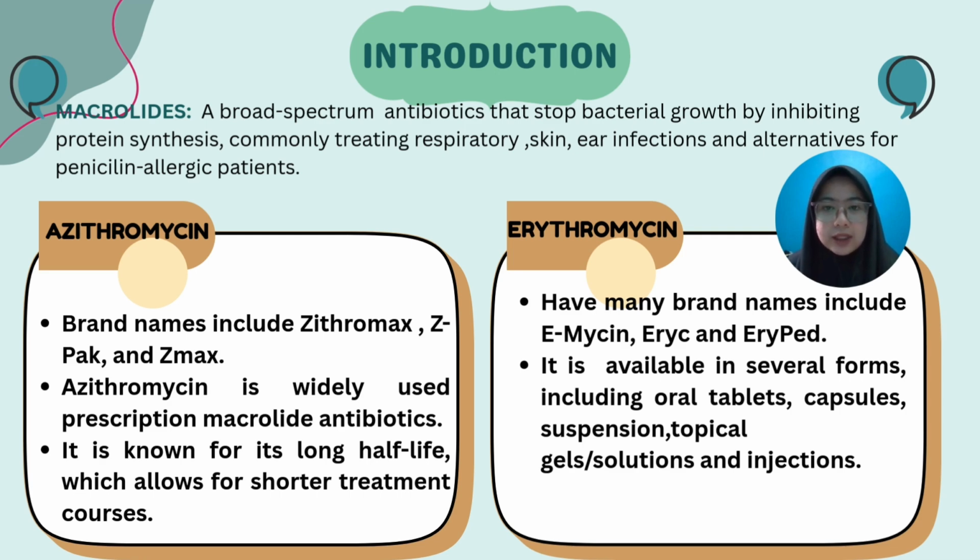Azithromycin has brand names including Azithromax, Z-Pack, and Z-Max. Azithromycin is a widely used prescription macrolide antibiotic. It is known for its long half-life, which allows for shorter treatment courses. Next, we have erythromycin. Erythromycin has many brand names, including Emycin, Eryt, and Erypac. It is available in several forms, including oral tablets, capsules, suspension, topical gels or solutions, and injections.